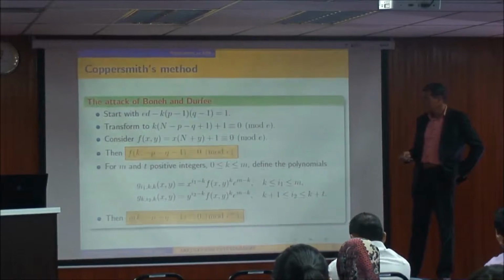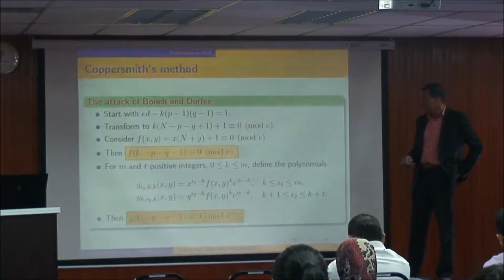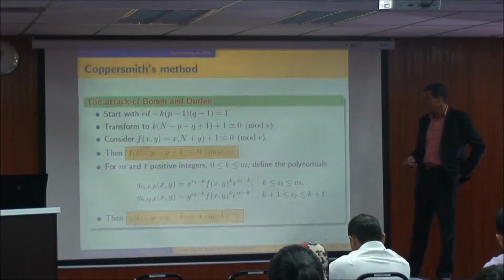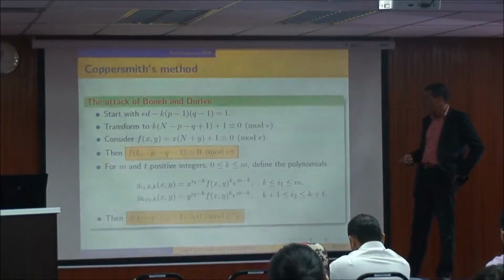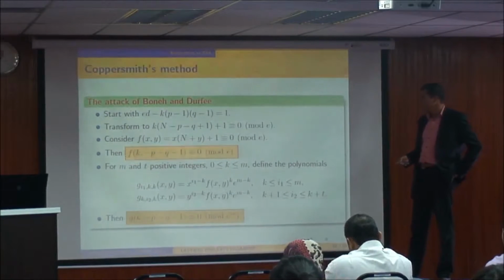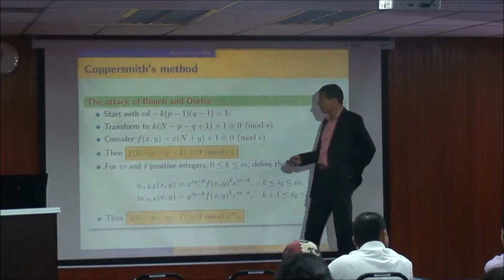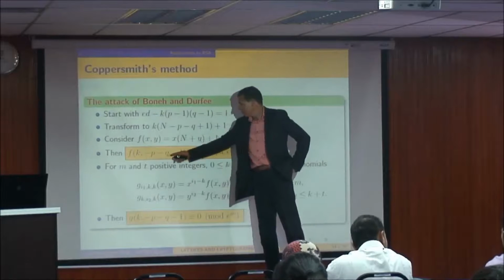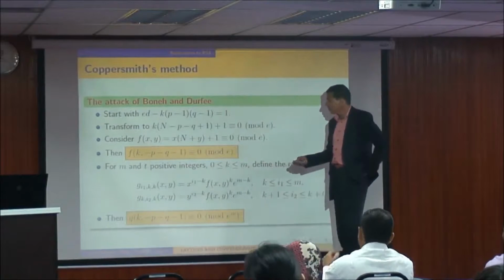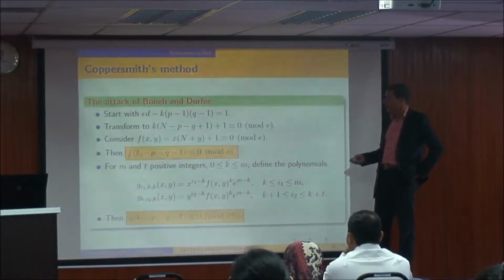First, we can transform this equation into this one, and this one can be transformed into a polynomial equation. So we have this equation with two variables x, y, and we can then apply the Coppersmith method to solve this equation. And if we can find the value of k and the value of p minus q minus 1, then we can solve this equation and we can get the value of d.